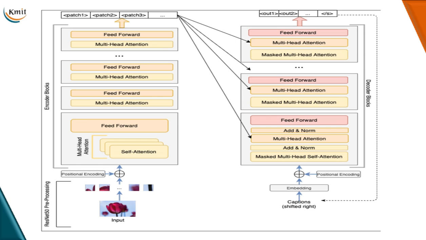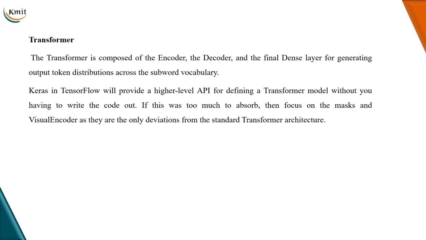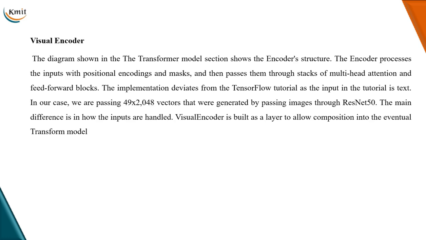The main difference is how the inputs are handled and how this visual encoder is built as a layer to allow composition into the eventual transformer model. That is another important point that we have to understand. The visual encoder is composed of multi-head attention and feed forward blocks. We can utilize a convenience class, encoder layer, to define one such block. A stack of these blocks can be created based on the input parameters and so on.